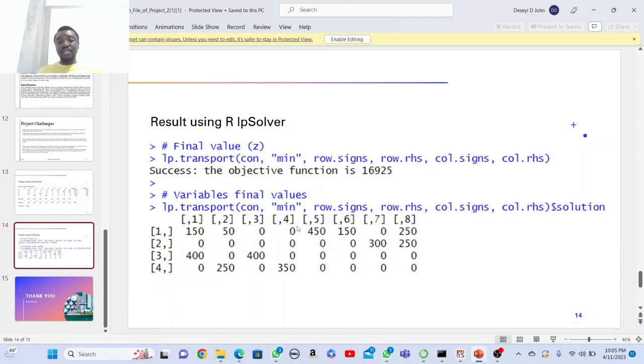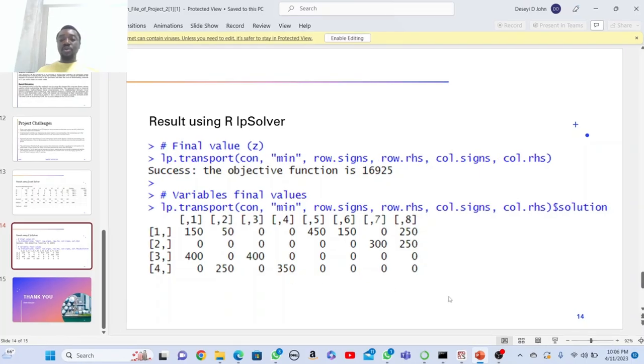We also had to introduce a dummy site where the extra concrete went. The distance for that dummy site was 0, so it doesn't affect the total cost of concrete transportation. Thank you very much, and this is where we conclude our project.